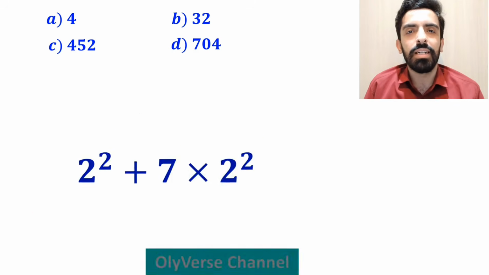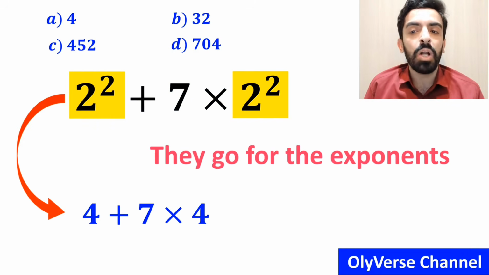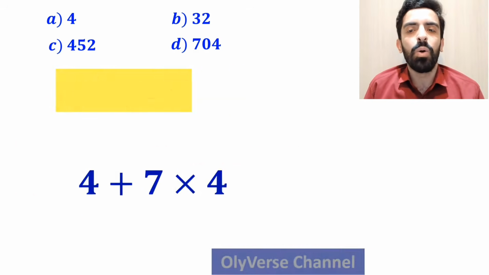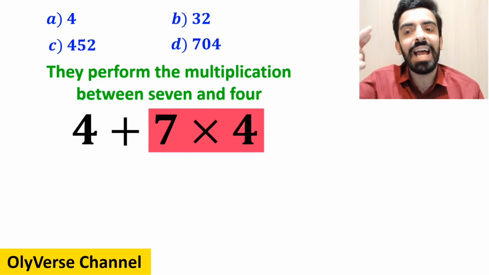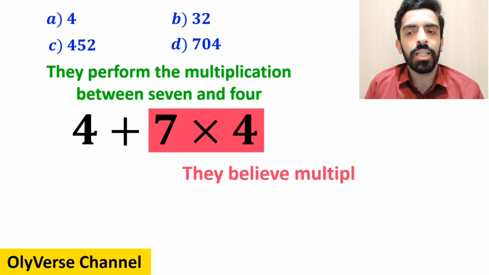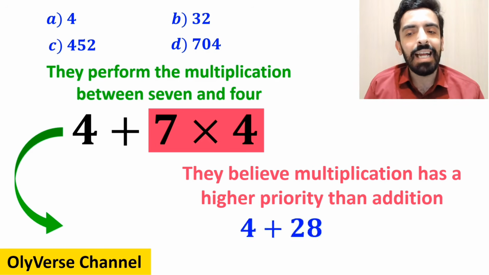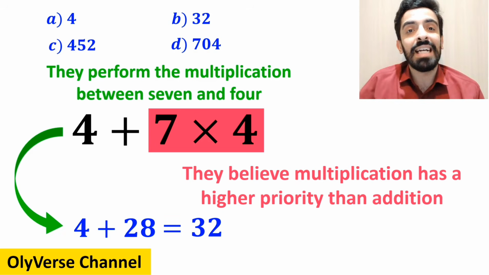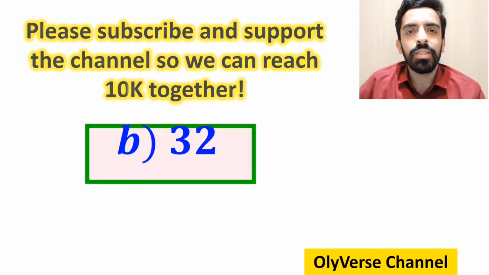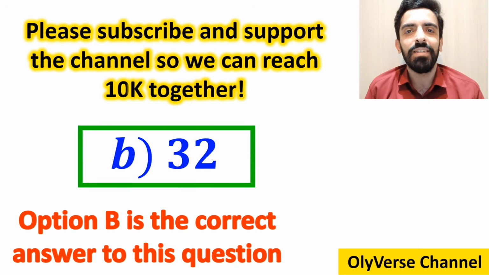They perform the division between 28 and 14 and write this expression as 2 squared plus 7 multiplied by 2 squared. Then, they go for the exponents and write this expression as 4 plus 7 multiplied by 4. In the final step, they perform the multiplication between 7 and 4 because they believe multiplication has a higher priority than addition. And this expression simplifies to 4 plus 28, which ultimately gives them the answer 32. And immediately, they conclude that option B is the correct answer to this question.